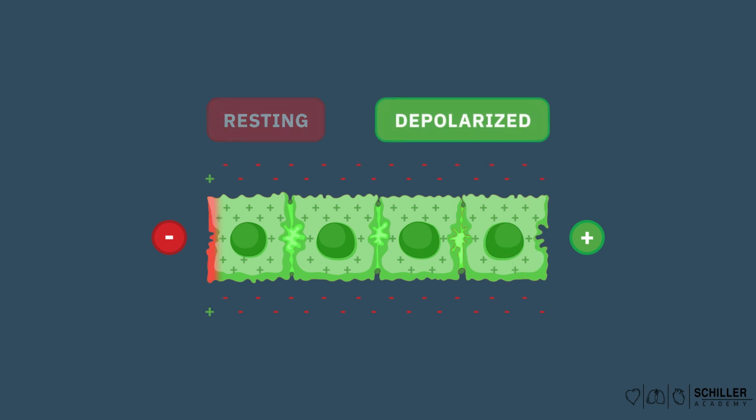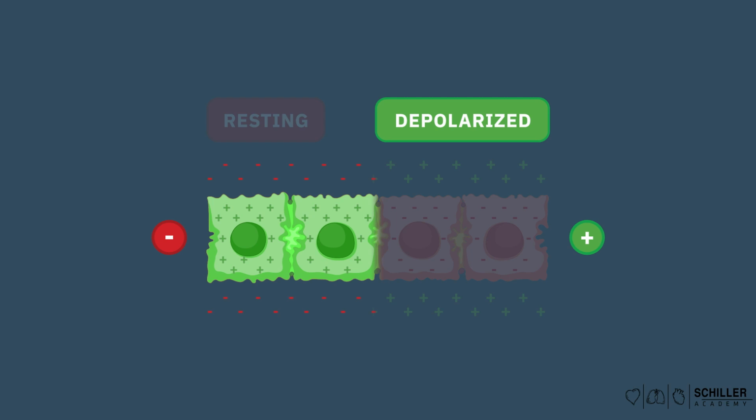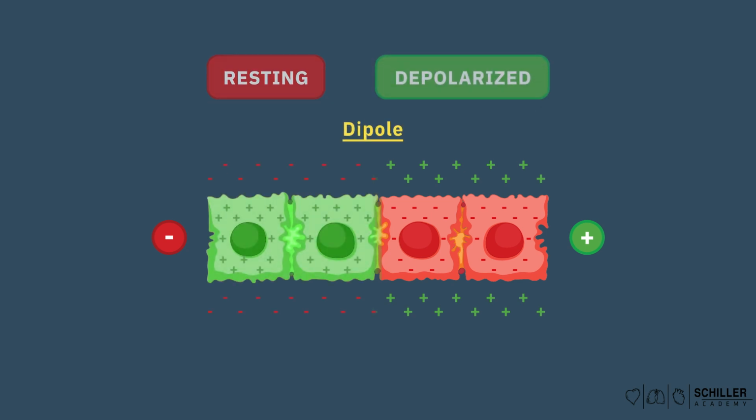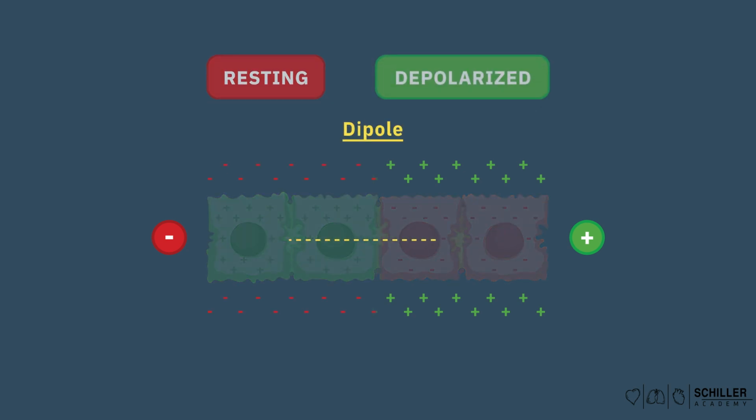If we pause the depolarization process as it travels through the cells, we will observe that half of the cells are positively charged or depolarized while the other half are negatively charged or at rest. This creates a dipole, which can be represented by an arrow pointing from the negative to the positive charge. It is important to note that ECG records the charges outside the cells.